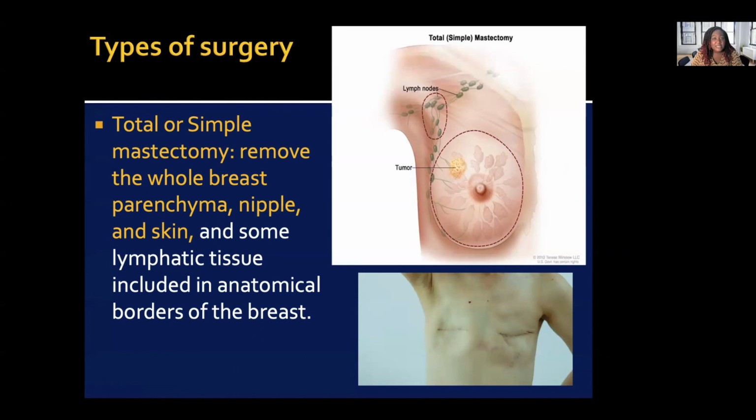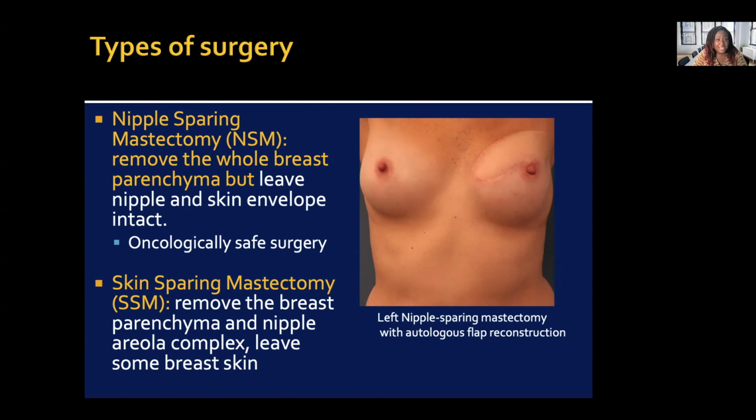A total or simple mastectomy is where we remove the entire breast parenchyma, the nipple, and the skin, and some lymphatic tissue included in the anatomical borders of the breast. As you can see in this image, the tumor is located here, and the mastectomy is taking the whole breast. Down here, you can see a patient who has had two simple mastectomies with what we consider flat closures, so no reconstruction.